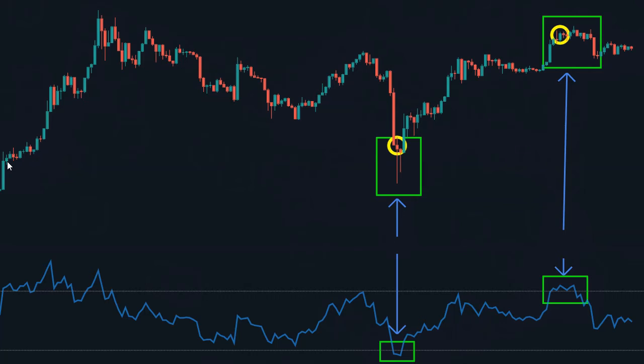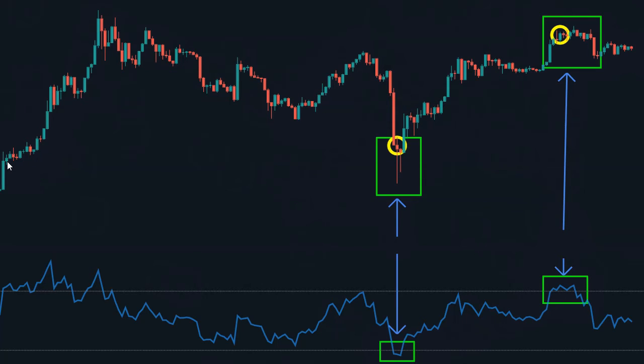What to say about this? In conclusion, if you want to put your brain on autopilot, buy when it's below 30, sell when it's above 70. And that is pretty simple, in my opinion.